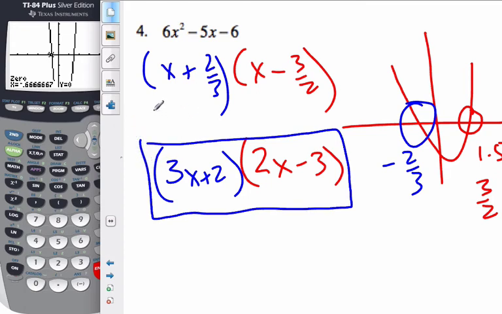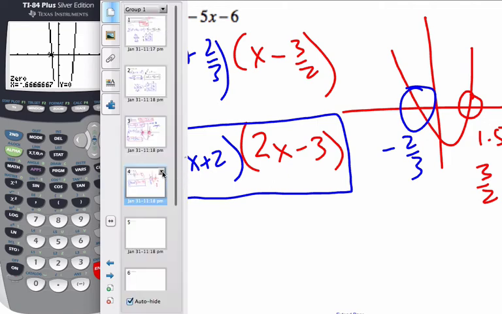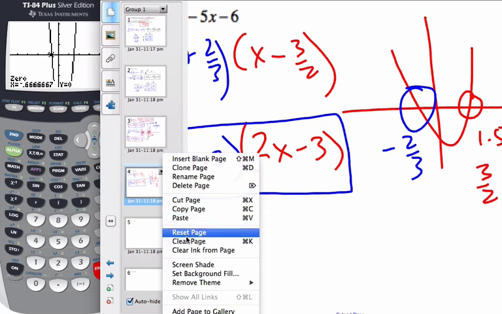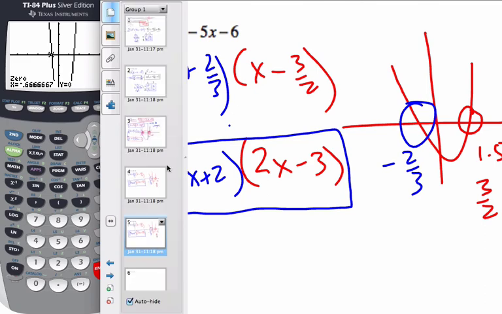If I want to do it algebraically, and I'm going to have to be able to do it both ways, let me clone this page. We'll try it again. And I'll erase my ink.